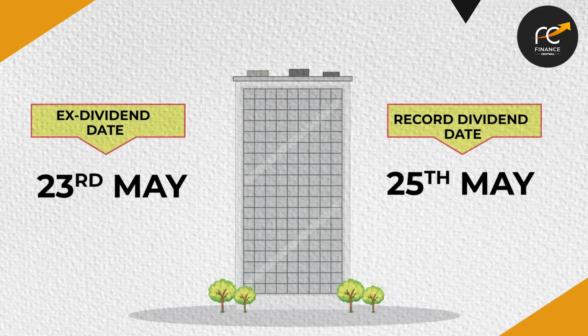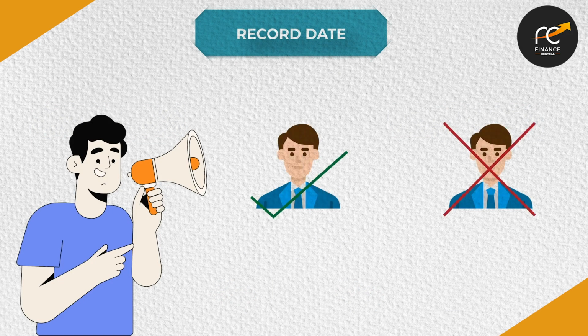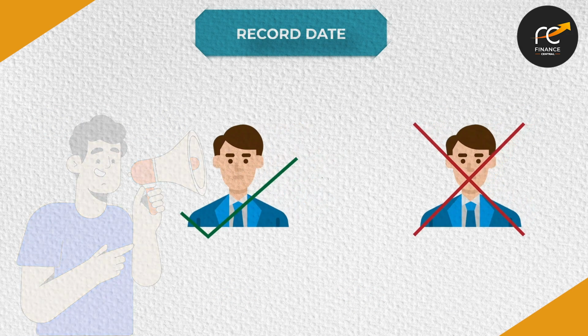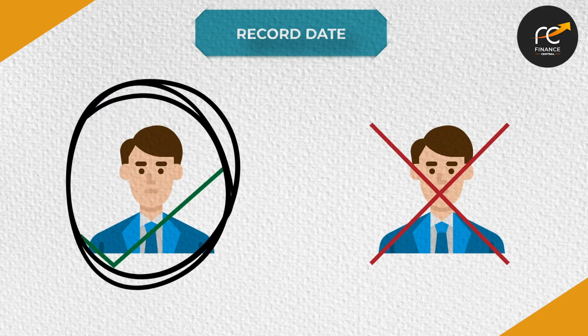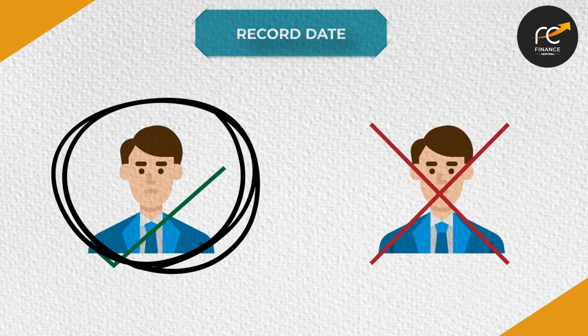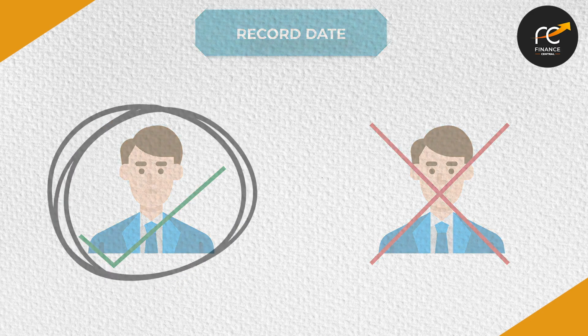For example, if the record dividend date of a company is 25th May, then the ex-dividend date becomes 23rd May. Now coming to the record date. Record date is the day when the company announces who is eligible for the dividend, and who is not. Those names who are eligible on the record date get the dividend by the company. Remember, investors buying the shares on or after the record date are not eligible for dividends.